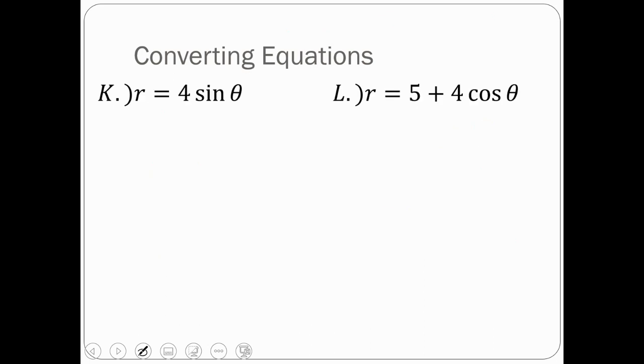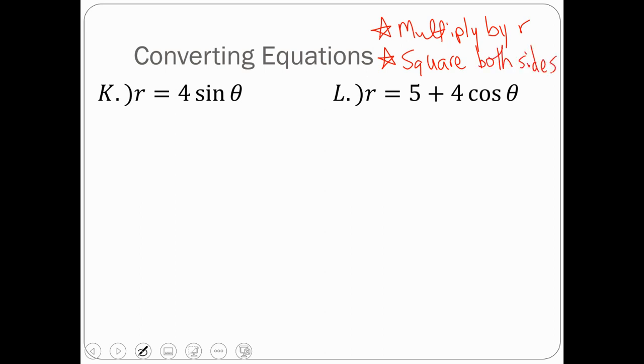Okay, going the other way, there's two main things that would be important in how to solve these. We're still going to use those same 4 equations that we've used before, but a couple of little tricks in order to do these. The first one is to multiply both sides by r. And the second one is to square both sides. These two tricks kind of help you get everything where you want it to be.